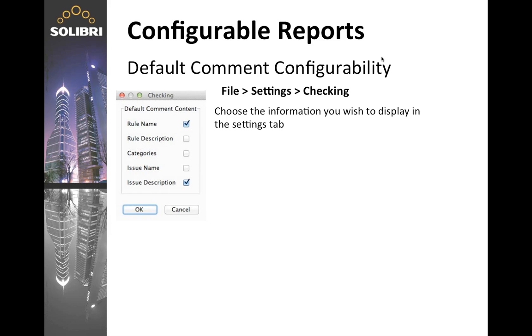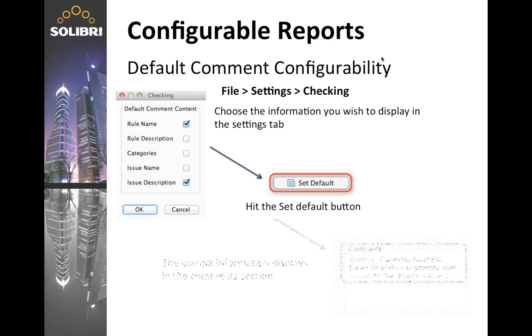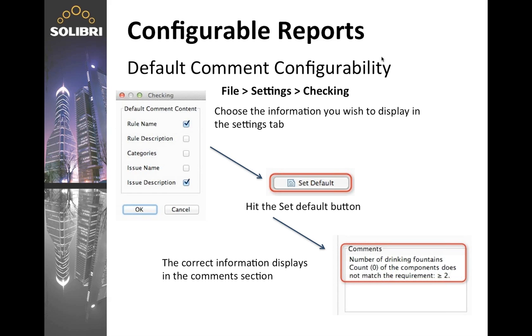From the File tab, go to Settings and Checking. The modified dialog box allows us to choose more information about the rule or rule set that we want to appear in our slide. As you can see, we can choose to have the rule description, the categories, the issue name, description, and rule name. When going through the checking process within the issue slide, hitting the Set Default Comment button will automatically add all or only the information we nominated in the comments section.